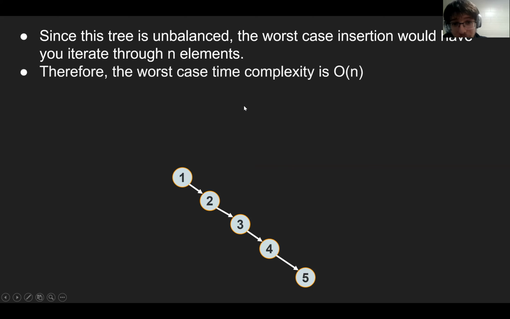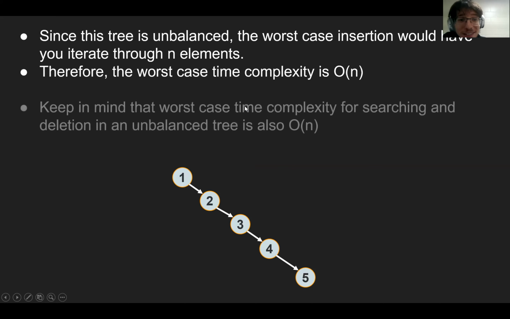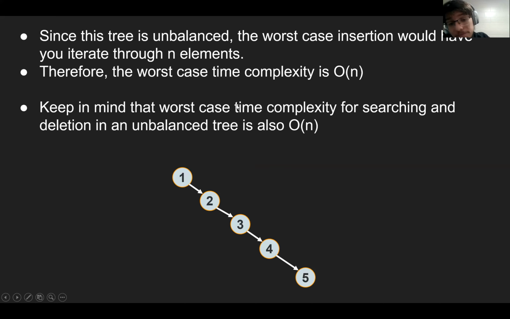You have to iterate through all of them. So that's the worst case time complexity, right? Yeah, and for searching and deletion, it's going to be the same for an unbalanced tree because you have to go possibly through everything. And that's pretty bad.